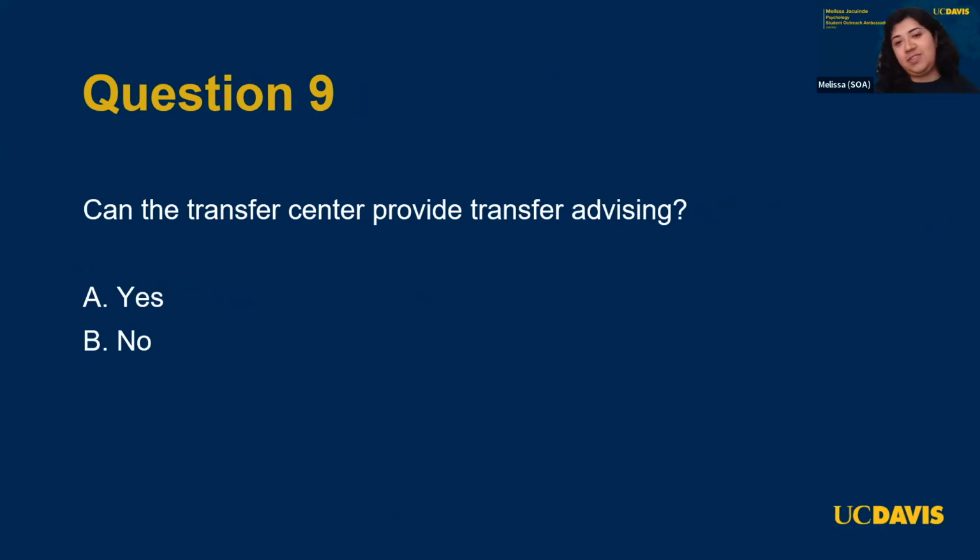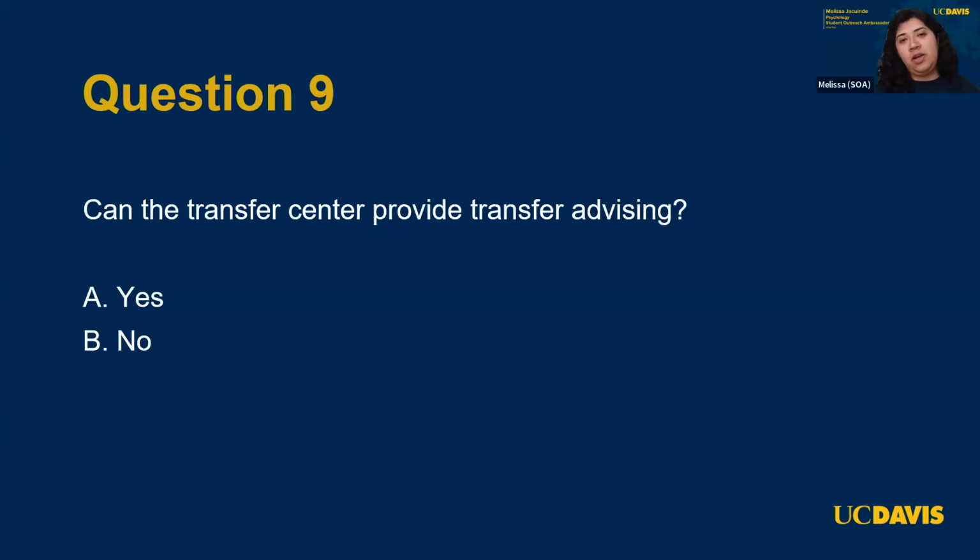I'm seeing a lot of A's, and that's actually fantastic, because yeah, that's also correct. The Transfer Center is the expert in everything transfer related at your community college. They can help you navigate transfer applications like CSU, UCs, and also Common App applications.